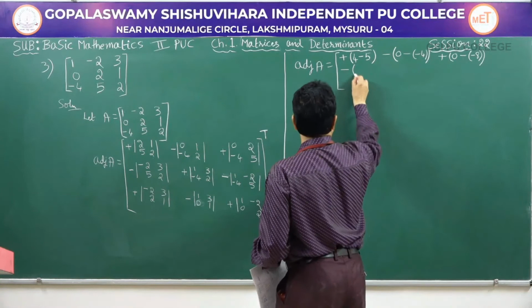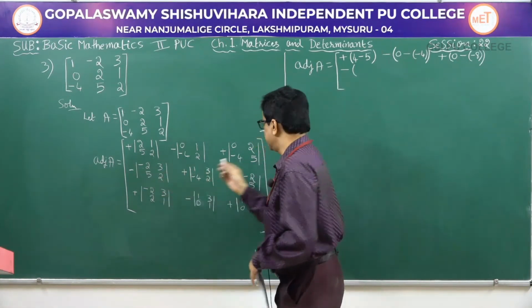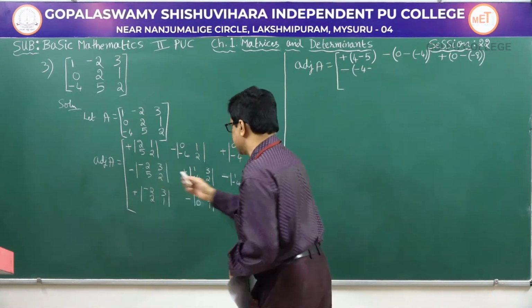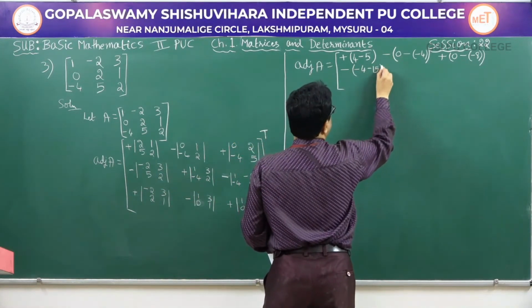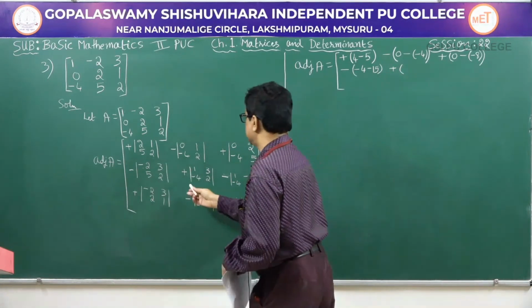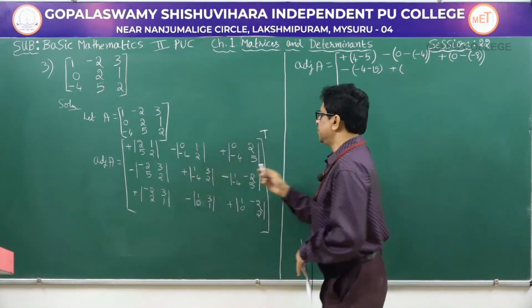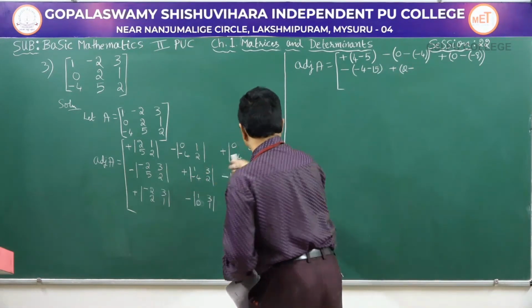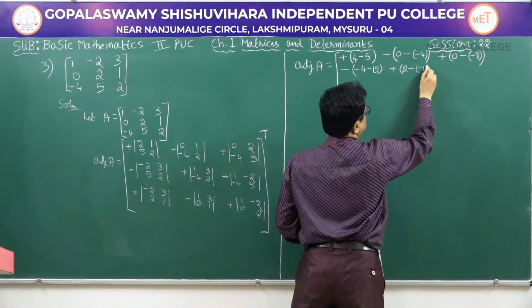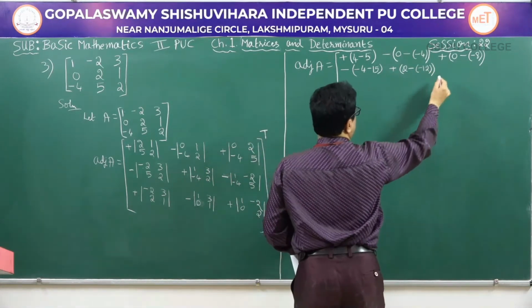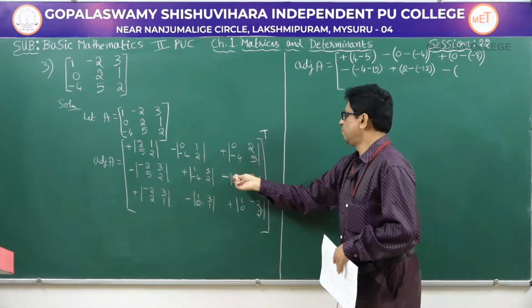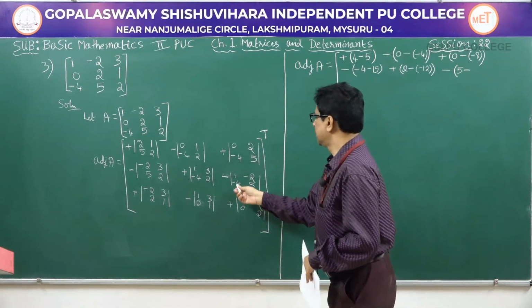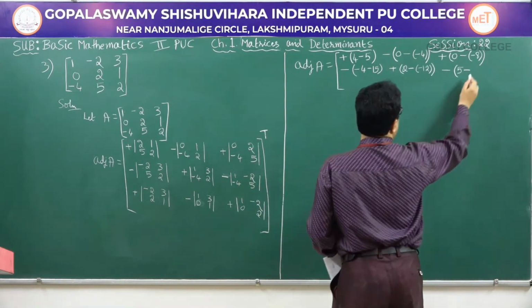Next minus, so minus 2 into 2, it is minus 4, minus 5 3s are 15. Next plus 1 into 2, 2, minus 4 into 3, minus 12. Next, minus 1 into 5, 5, minus 4 into minus 2, 8.